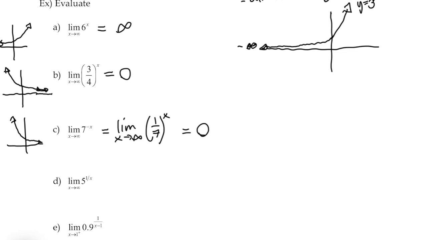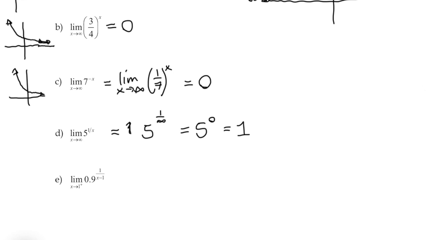And then the next one is the limit as x approaches infinity of 5 to the 1 over x. That's like 5 to the 1 over infinity. Well, 1 divided by infinity is essentially 0, which is 5 to the 0. And 5 to the 0 is equal to 1.